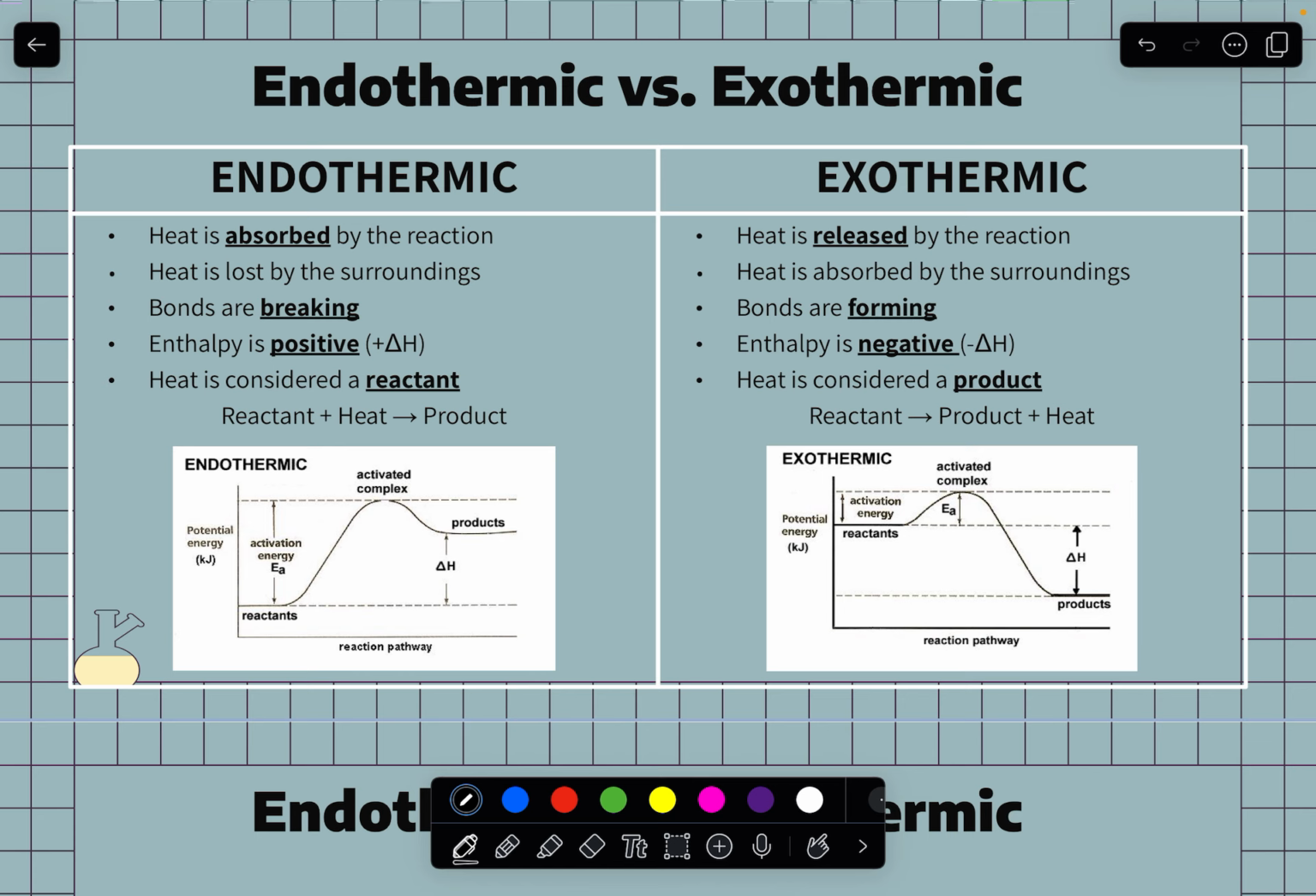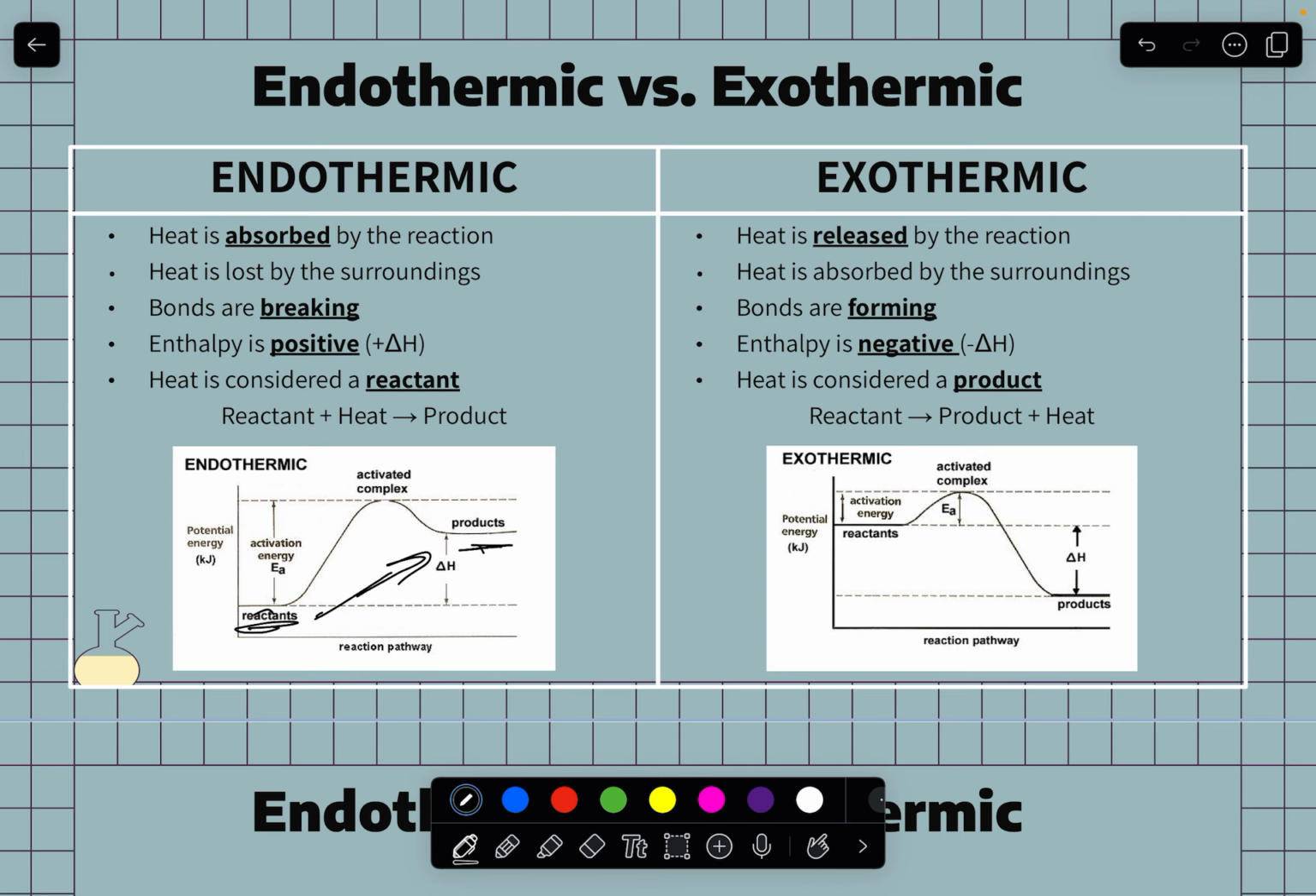Okay, so endothermic versus exothermic. Remember, endothermic means that heat is absorbed by the reaction. You're taking heat in, okay? So if heat is absorbed by the reaction, it's lost by the surroundings. Be careful with those differentiations, okay? So heat is going into the reaction because you're breaking bonds, okay? If heat's going in, enthalpy is positive, okay? If you have positive enthalpy, if it's going in, it's a reactant. So whenever you write your reactions, it's reactant plus heat goes to product, okay? And remember on our graphs, that means that our reactants are going to be lower than our product. It's going to have an upward climb.